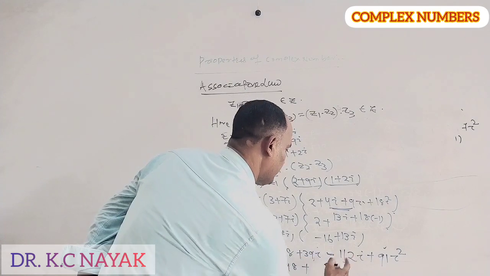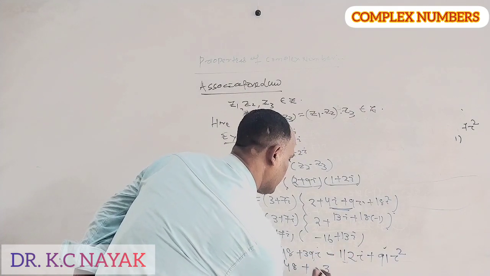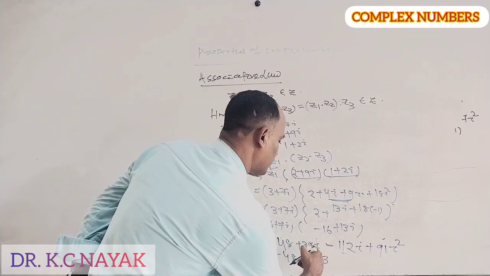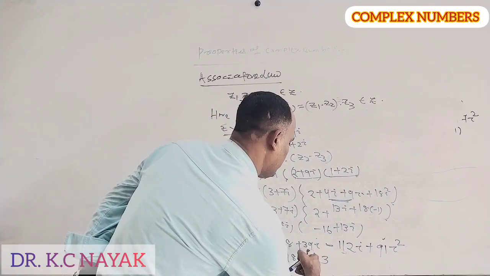39i means what? It is 3, it is what? 3, 10, 10, 3, 7.